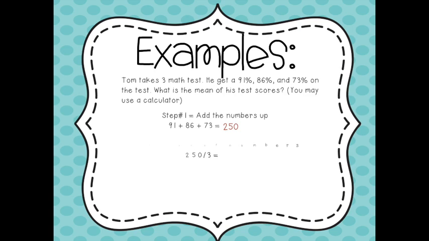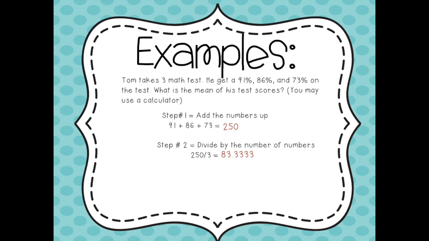Step 2 is divide by the number of numbers. You take the total, which we got was 250, and you divide by however many numbers you were given. Well, Tom took 3 math tests for 3 different scores, so we were given 3 numbers. So we take 250 and we divide it by 3. Go ahead and calculate that now. Hopefully you got 83.33333333. It's repeating. It keeps going and going and going. So just write a few 3s down to understand that it's repeating.